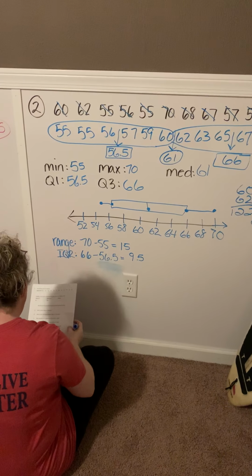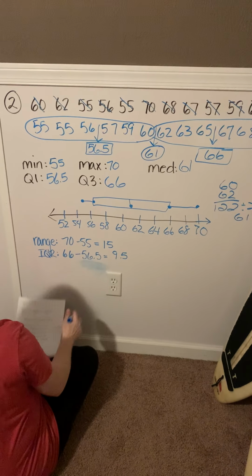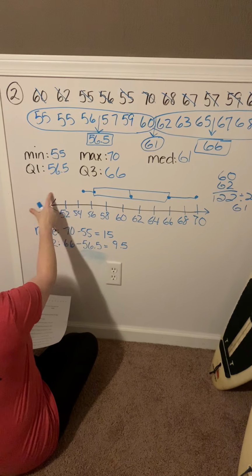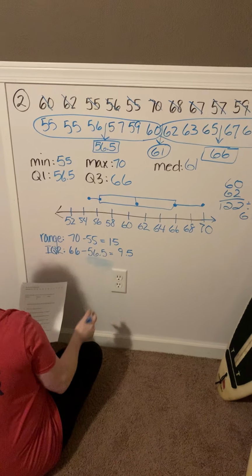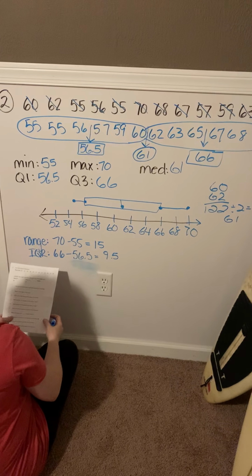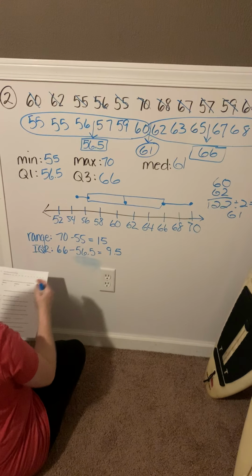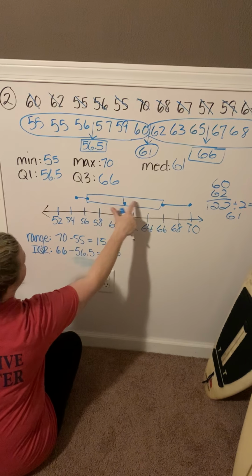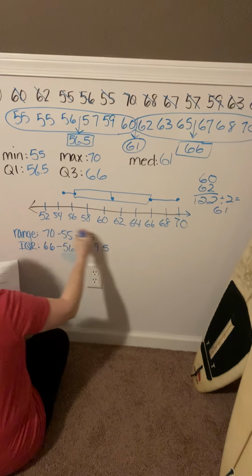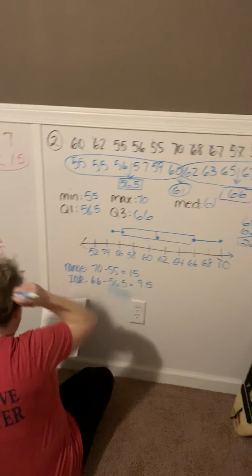Letter E, what percentage of students are shorter than 55? Well, here's our 55. Is there any data to the left? No. So there will be 0. 0% of students are shorter than 55. 100% of students are blank inches or shorter. 100%. So I want 25, 50, 75, 100. So they are 70 inches or shorter. 100% of kids.